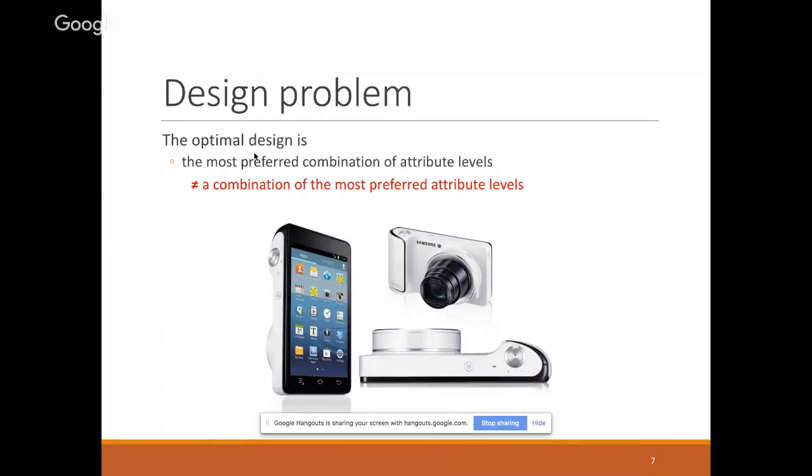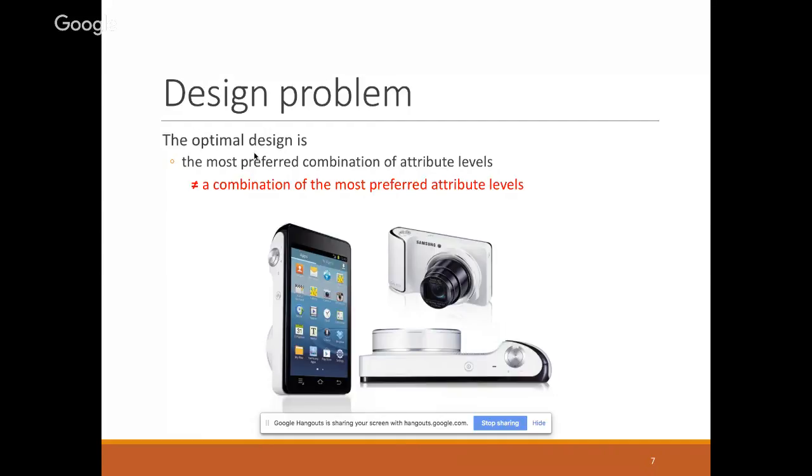That means, in this camera example, you can find the best lens, the best screen, and the best shape. However, it is possible that when you put them together, the final outcome might not be preferred by consumers. This picture is actually not a camera. This is actually a cell phone that was introduced by Samsung a long time ago.